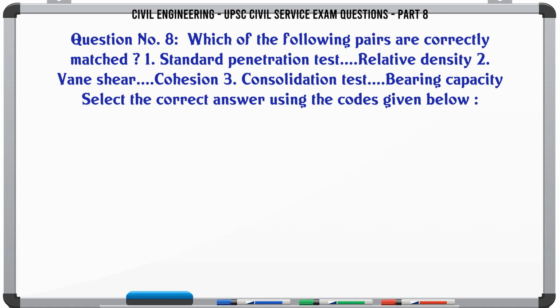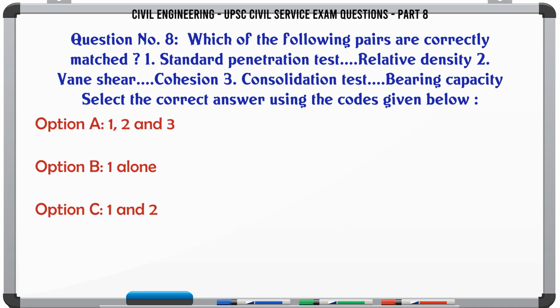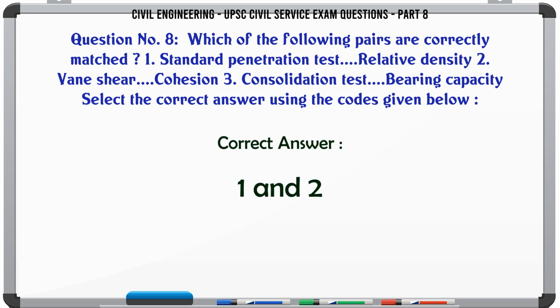Which of the following pairs are correctly matched? 1. Standard penetration test, relative density. 2. Vane shear, cohesion. 3. Consolidation test, bearing capacity. Select the correct answer using the codes given below. A. 1, 2 and 3. B. 1 alone. C. 1 and 2. D. 2 and 3. The correct answer is 1 and 2.